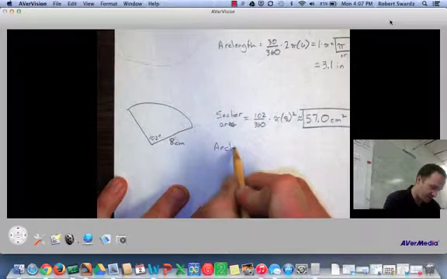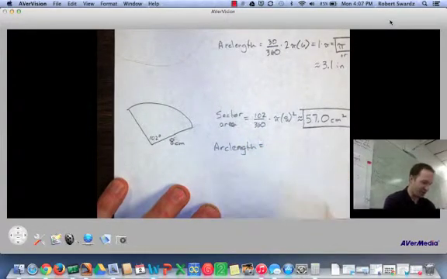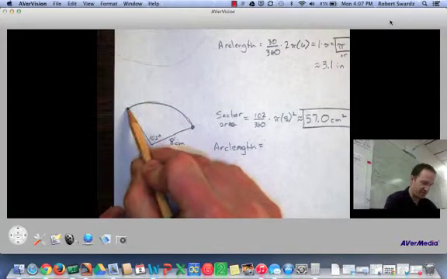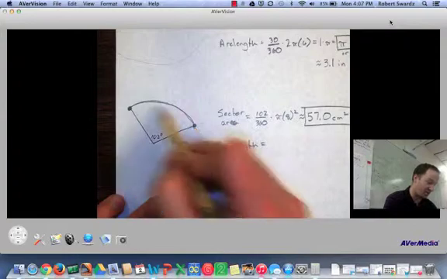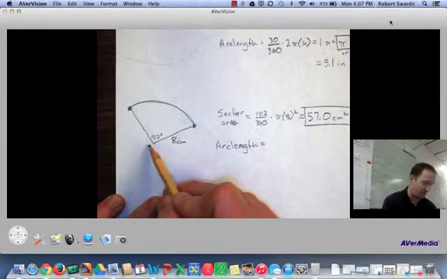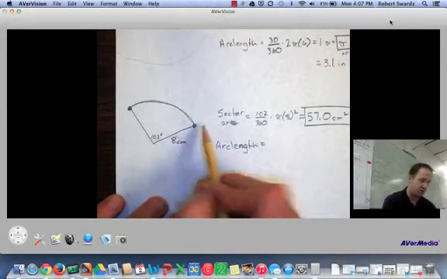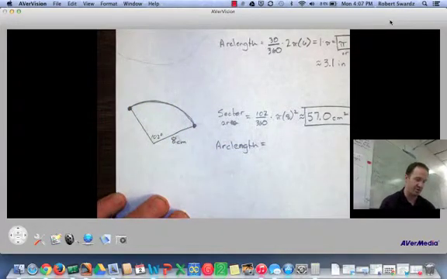Arc length, sorry. So the arc length is the distance from here around the edge of this thing over to here. That's like the length of the crust if it's pizza. There's no crust along here. This is where you cut. We're right in the middle of the pizza if you're along this line or this line. So those parts don't count. This is the arc length from there to there.